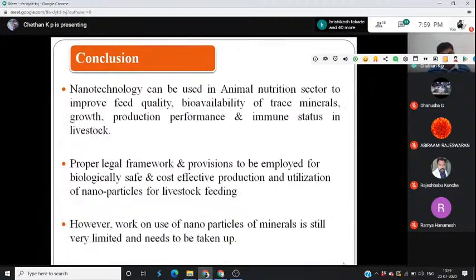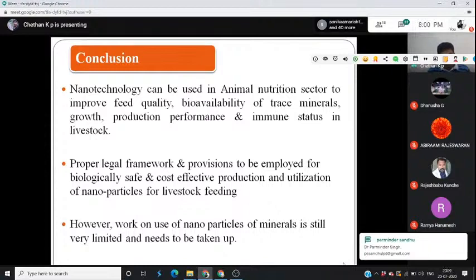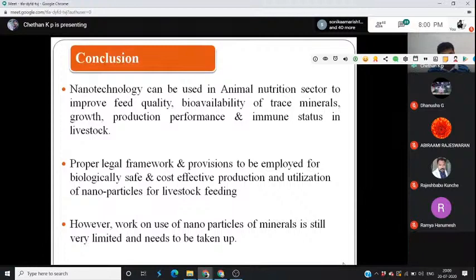Nanotechnology can be used in the animal nutrition sector to improve feed quality, bioavailability of trace minerals, growth, production performance, and immune status in livestock. But the proper legal framework and provisions have to be employed for biologically safe, cost-effective production and utilization of nanoparticles for livestock feeding. However, the work on use of nanoparticles of minerals is still very limited and needs to be taken up.